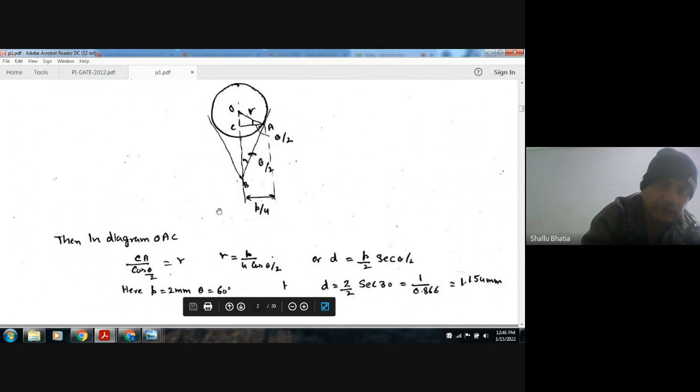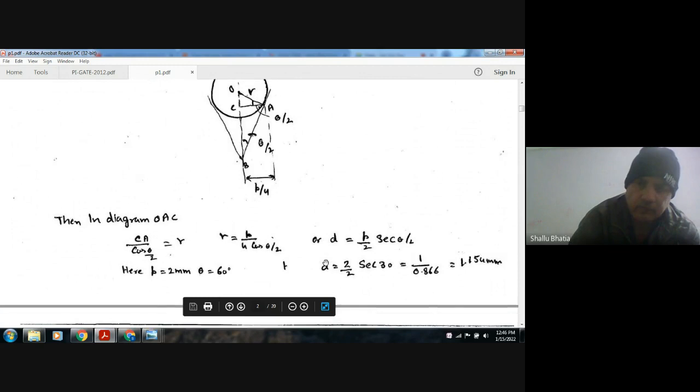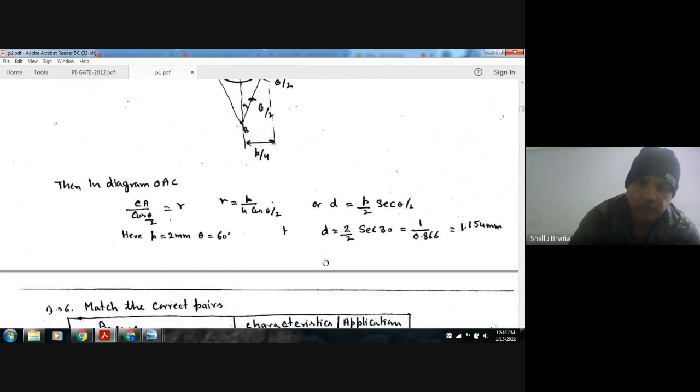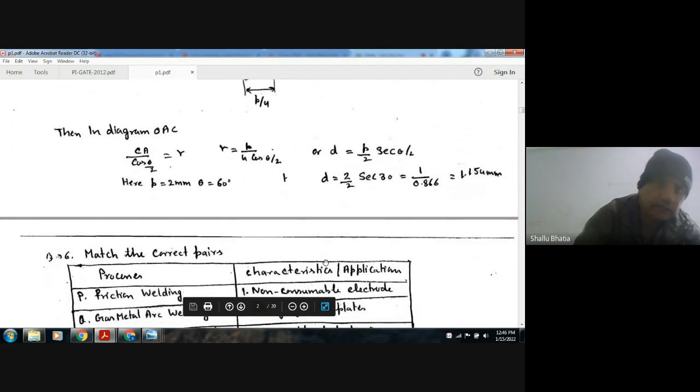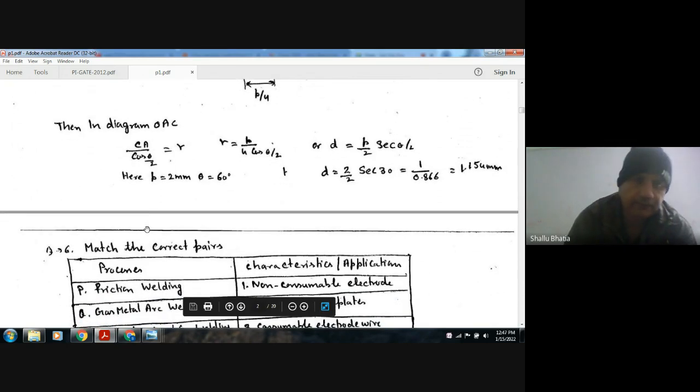So CA is your P by 4, so P by 4 cos theta by 2. So putting the values, we can get the diameter. Okay, so the answer is 1.154 mm. Here theta is your 60 degree and P is your 3.